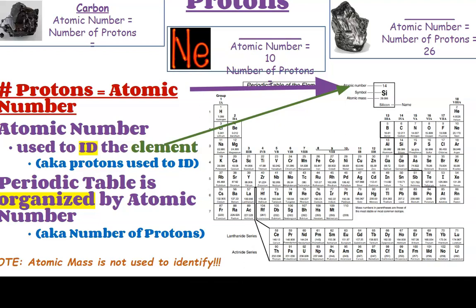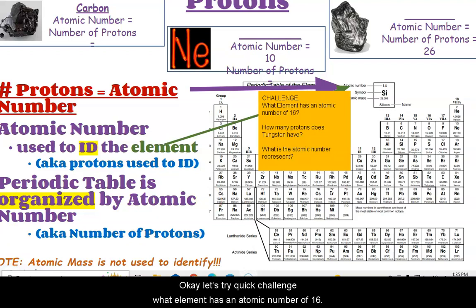So if we look at carbon, carbon's over here. Carbon has an atomic number of 6, which is the number of protons. If we look for neon, neon has an atomic number of 10, and that is also the number of protons. And what has an atomic number of 26? That would be iron. Now take a moment, pause this video, look at the periodic table, and see if you can identify these items. Please identify the atomic number and mass, placement on this periodic table, as well as the symbol and the name. And if you have any questions, let me know.